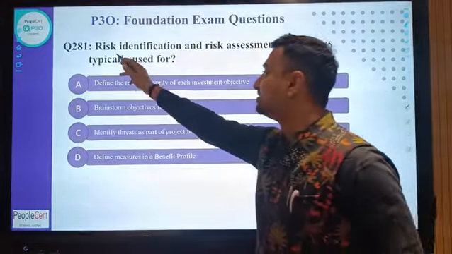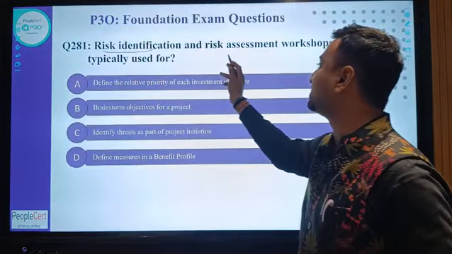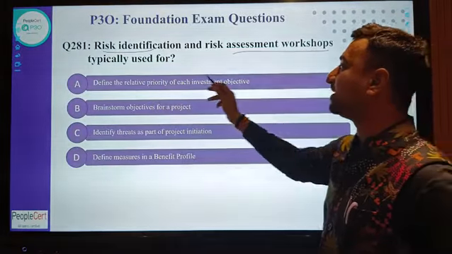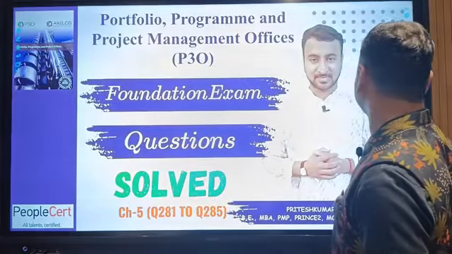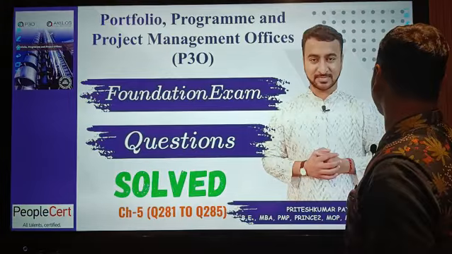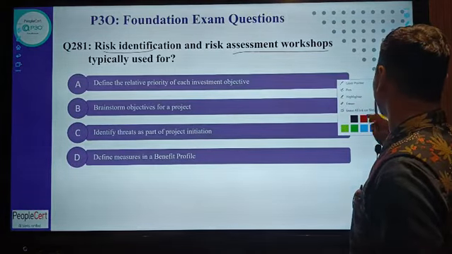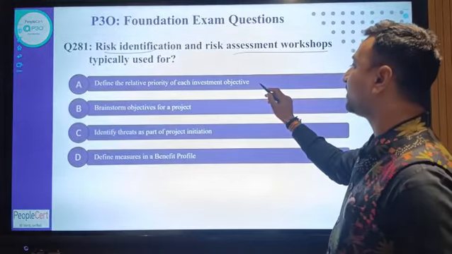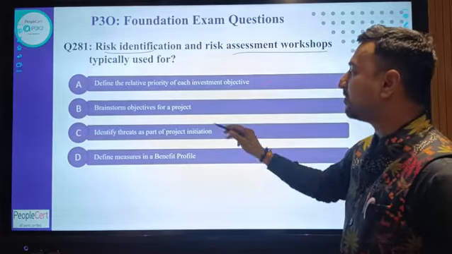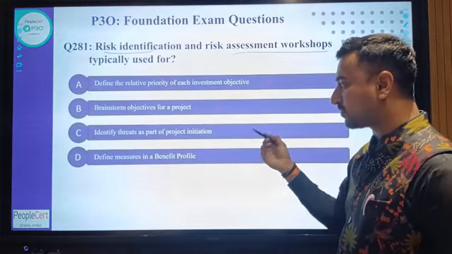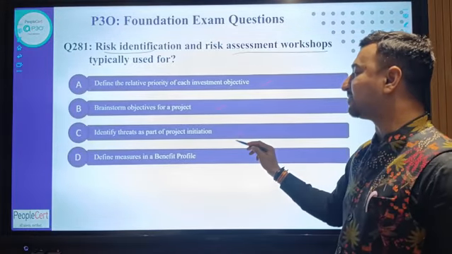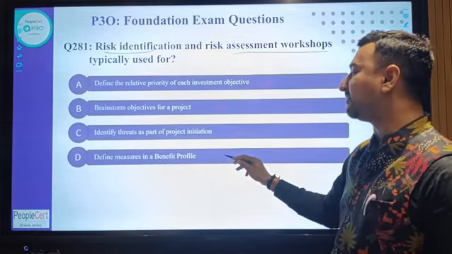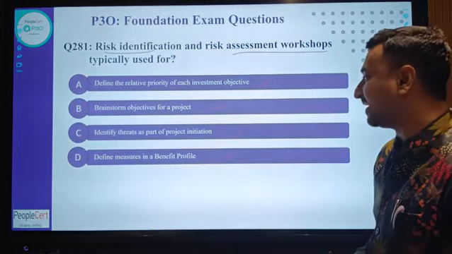Question number 281 says: risk identification and risk assessment workshop typically used for? Let's move to the options. What are the options we have? So let's discuss. Define relative priority for each investment objective, brainstorming objective for a project, identify threats as a part of the initiative, and define measures in benefit profile.